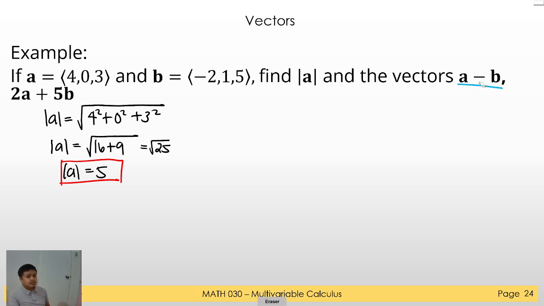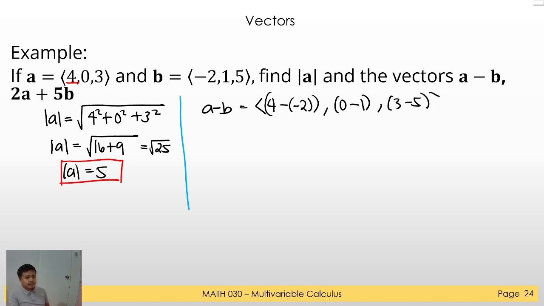Okay, so to find A minus B, we only have to subtract the two vectors entry-wise. A here is positive, so this will be 4 minus -2. For the other one, we have 0 minus 1, and then 3 minus 5. So the difference of these two vectors will be 6, -1, and -2.